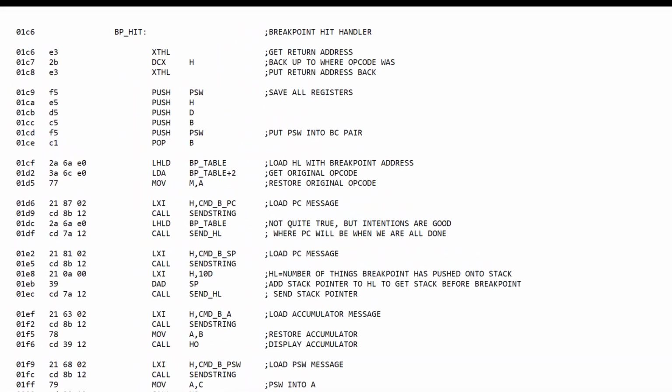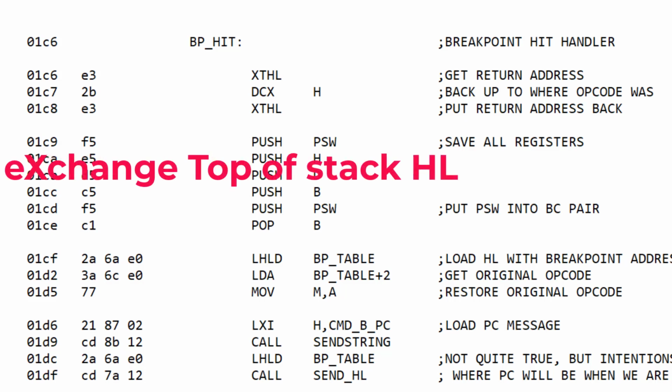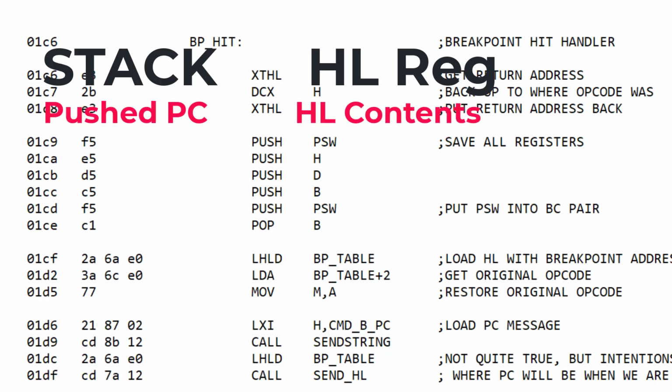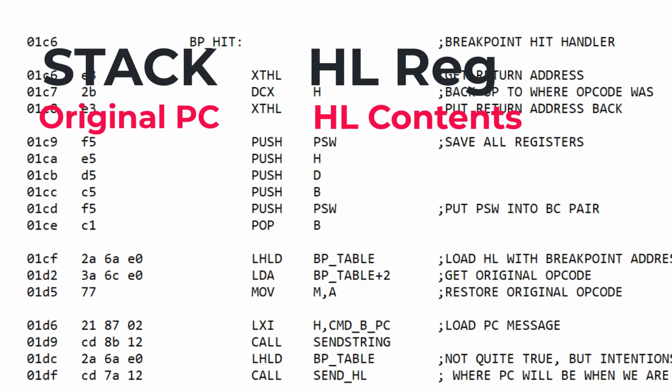So the first thing we have to do when we get to this breakpoint hit handler is decrement the address that's on the top of the stack. So we use this XTHL, and the XTHL is possibly one of the most underappreciated commands. XTHL exchanges the top of the stack, where the T stands for the top of the stack, with the HL register contents. So we're not going to destroy anything, we're just going to swap the top of the stack, that's our old program counter, with the HL. So HL is going to go onto the stack, our program counter is going to come down to the HL, where we can now decrement it, and then we exchange again to put them back where they were. So now the original HL is back in HL, and the program counter is now back on the stack, but it's just decremented by 1.